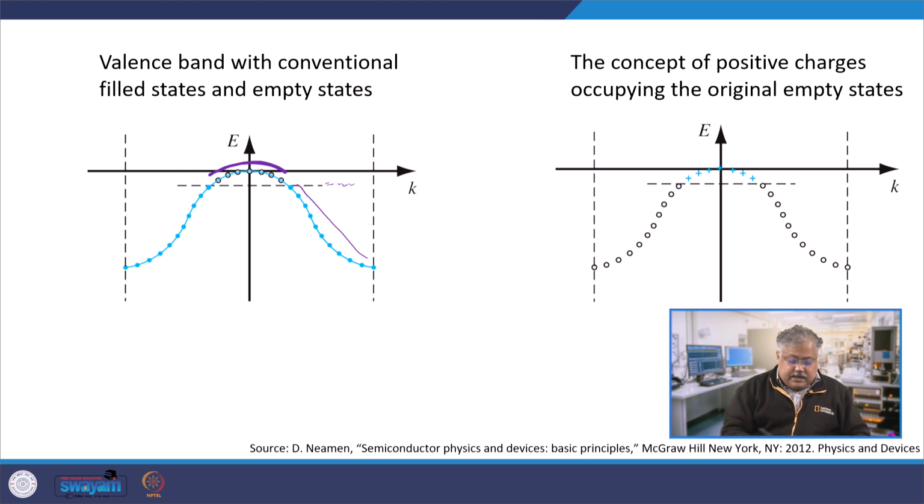What are the filled states? These are filled states and these are empty states. Okay. Now what happens is that there is a probability that the positive charges might appear on the unfilled states. Positive charges which you see, these are positive charges, these might appear in the unfilled states, right, in the original empty states available to us.